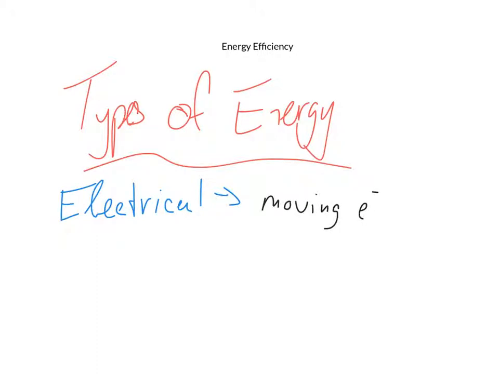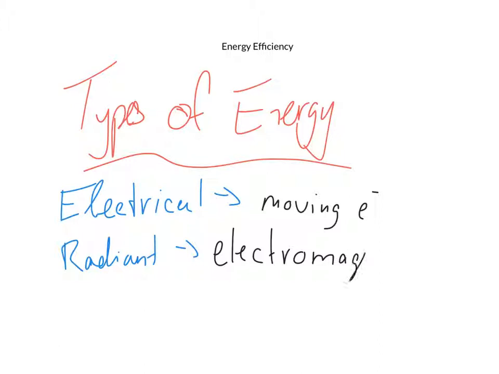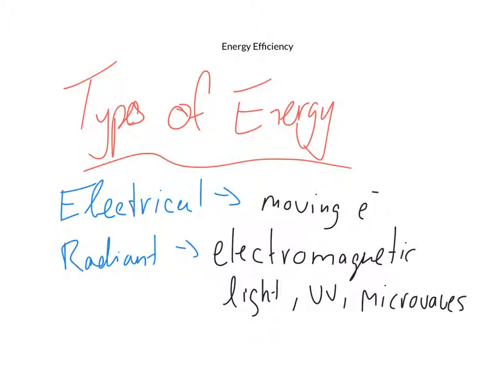Now, another form of energy that we have is radiant, which is basically the energy that you have from electromagnetic waves. And when we're talking about electromagnetic waves, we're talking about light, UV rays, microwaves, etc. You just finished reading about this in your textbook and writing it on your workbook pages, so I'm not going to go into a lot of detail.